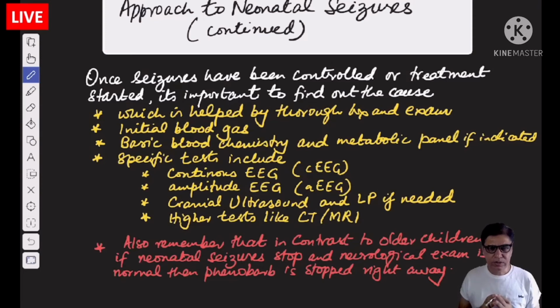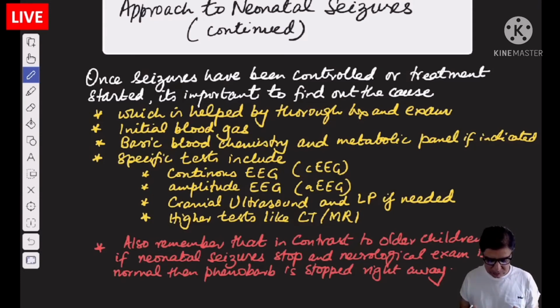Also remember that in contrast to older children, where if we start treating them, we usually treat them for some time and then we taper them. Remember, we have to keep them seizure free for at least 2 years, and then gradually reduce the dose till we stop them. So in older children, the treatment has to be continued over a prolonged period of time. In neonates, it's not the case.